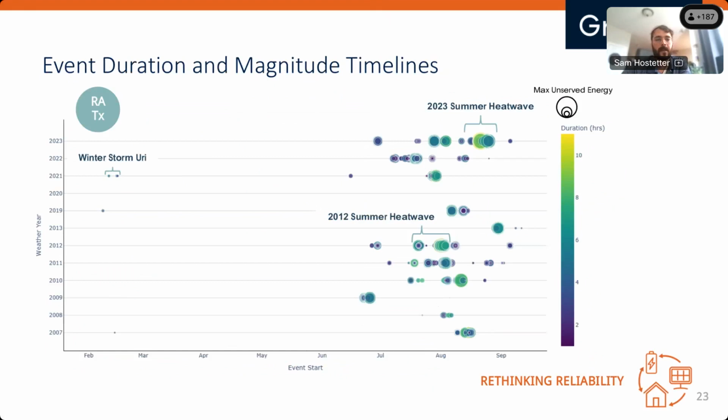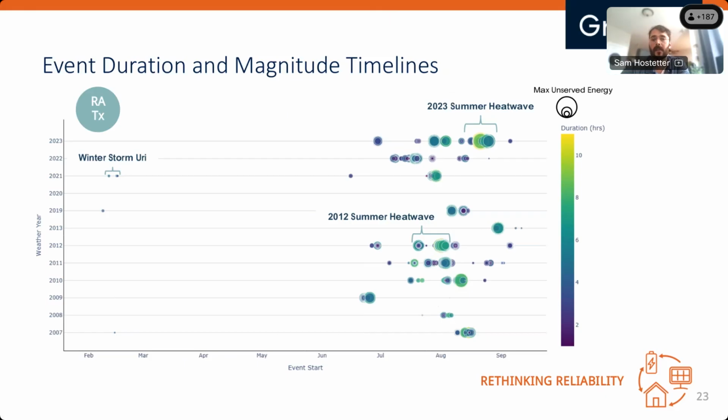Another visualization we have of events exhibited in the study: we have on the y-axis all the different weather years we simulated, and each of these dots shown represents an event that occurred within the simulation. I've highlighted in brackets a few of the large heat waves in 2012 and 2023.